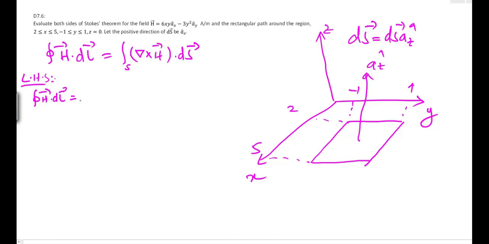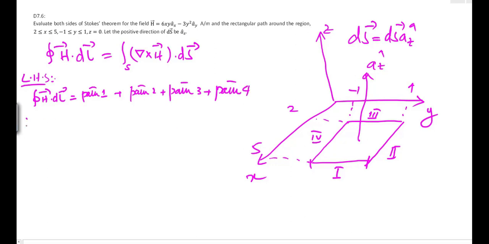We apply this closed line integral. We divide this path into 4 paths: path 1, path 2, path 3, and path 4. The coordinates of each path are always given. Here we will add path 1 plus path 2 plus path 3 and path 4. So we will start with path 1, that is the H dot dl. This will be equal to the integral of this path 1. We always move counterclockwise.